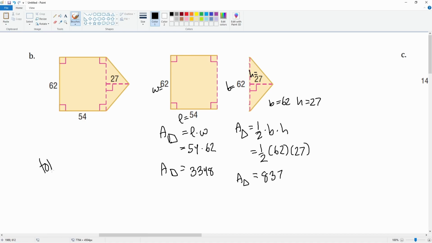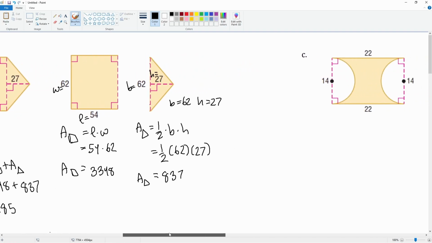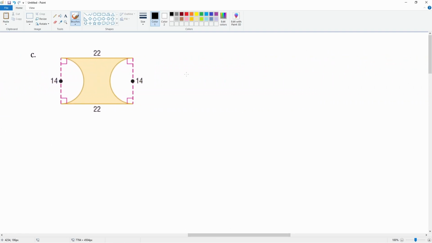837. So the total area is going to be defined by the area of this rectangle plus the area of the triangle. So 3348 plus 837 gets you the total area. And that gets you 4,185 for the area.